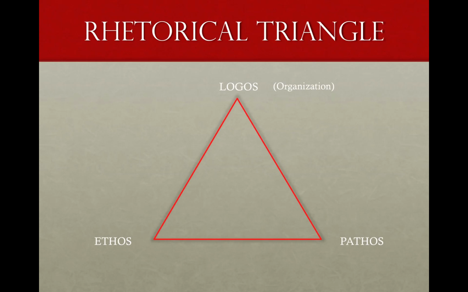Well, logos actually means the word or logic. We consider it to mean organization. Ethos means our credibility, how believable we are with our credible and logical information. Pathos is emotion, the emotional connection that we establish with our audience. So I want to go through each of these components and discuss them with you.